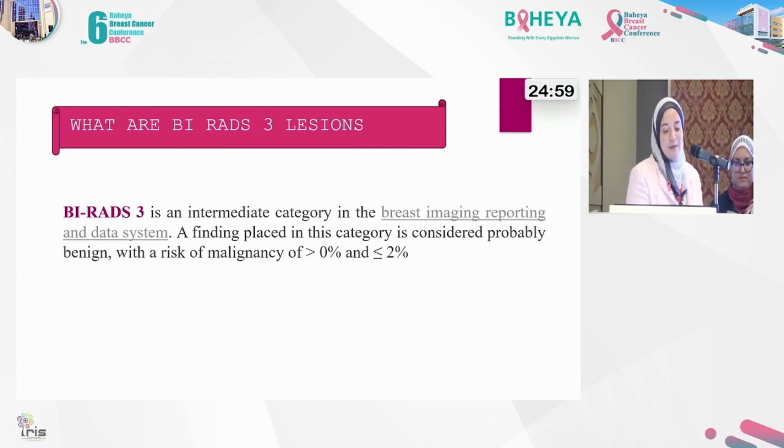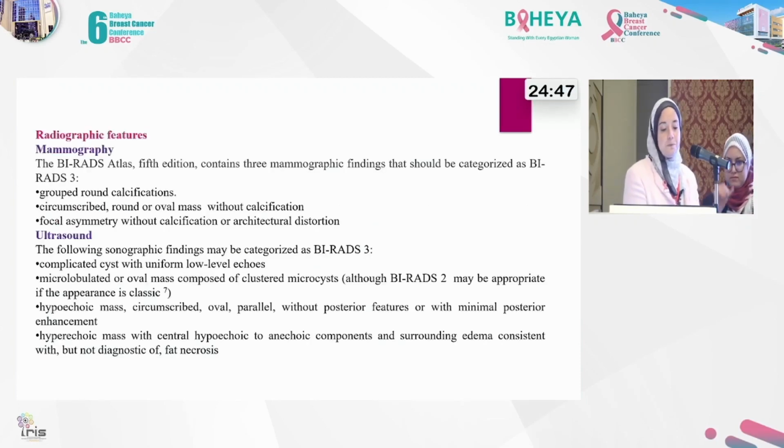Before we start, BI-RADS 3 is an indeterminate category in the BI-RADS system. Findings placed in this category are considered probably benign with a risk of malignancy of more than 0% and less than or equal to 2%. Mammographic findings that fall under the BI-RADS 3 category include grouped round calcifications, circumscribed round or oval masses without calcifications, and a focal asymmetry without calcifications or architectural distortion.